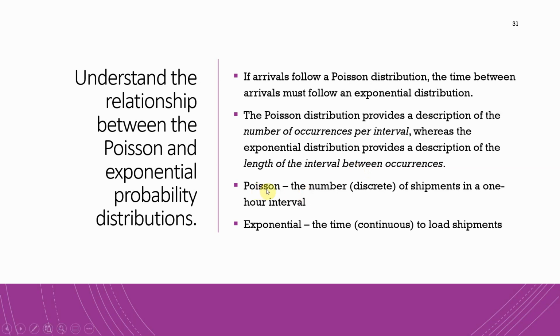For example, for Poisson it might be the number of shipments in a 1 hour interval, that's discrete, whereas the exponential would describe the time to load ships, for example. Remember, time is continuous. So comparing those two, we talked about Poisson and exponential, what's the difference? Poisson is used with discrete random variables. Exponential is used with continuous random variables.